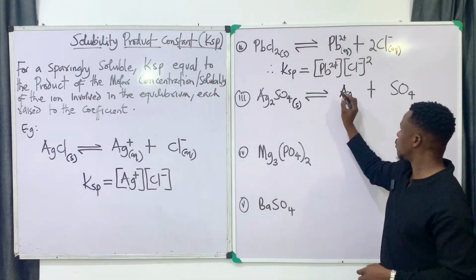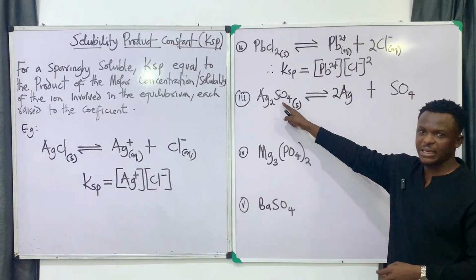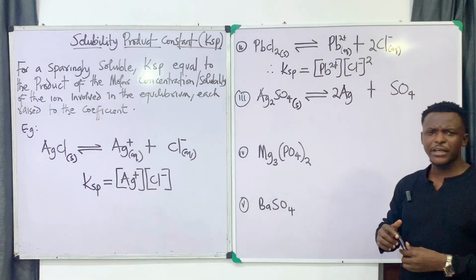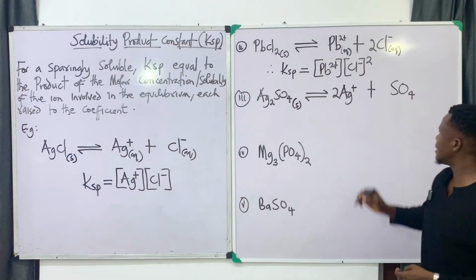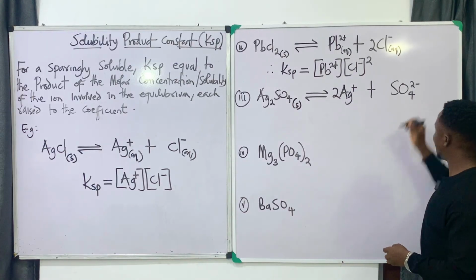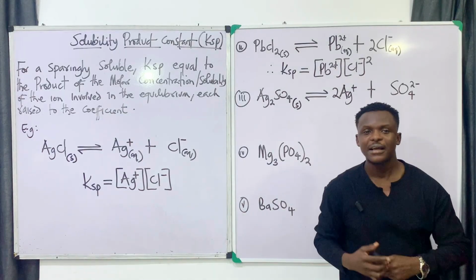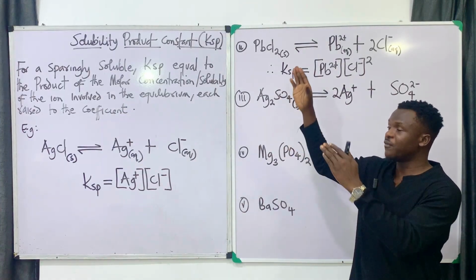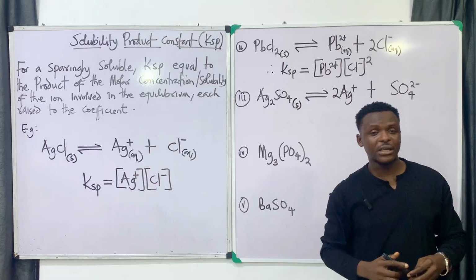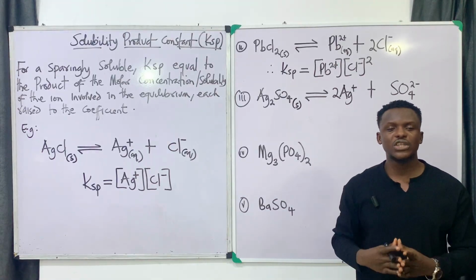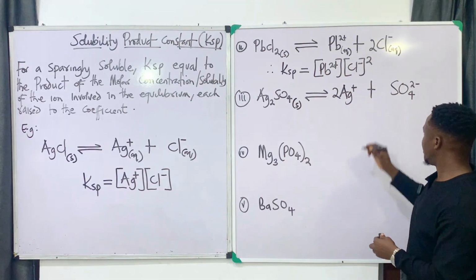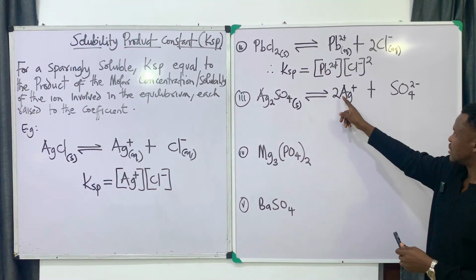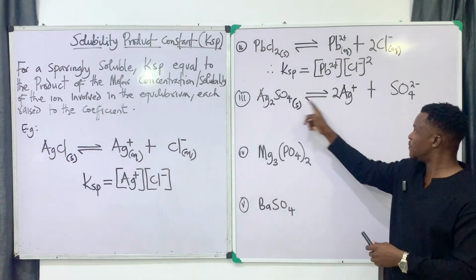Ag is 2 here, so you come here and put 2 here. SO4 is 1 here, SO4 is 1. The next thing you're going to do is ask, what is the charge of silver? The charge of silver is plus. What is the charge of SO4? It is always 2 minus. Do not forget, I'm going to be giving us all the anions and all the cations after now, so take note of the charges of the metals and also of the non-metals. Silver is 2 here, SO4.